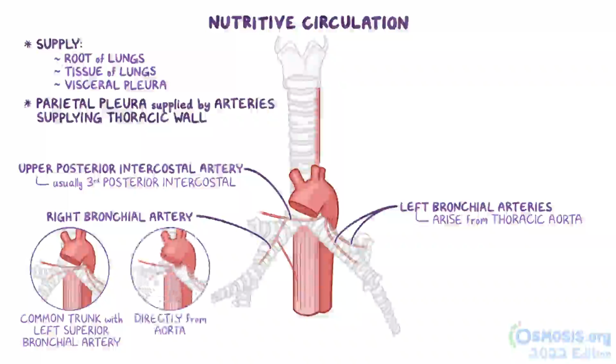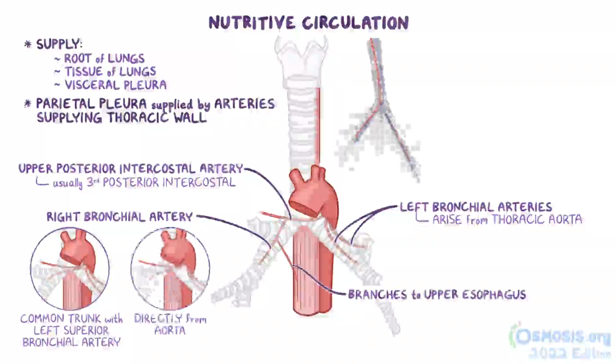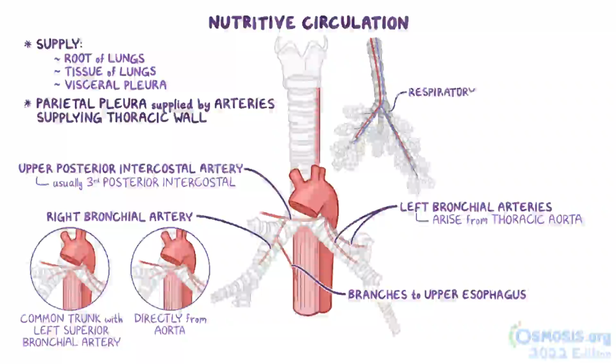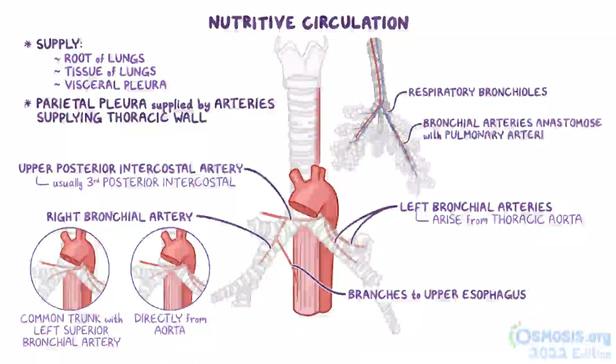The bronchial arteries also provide branches to the upper esophagus. The bronchial arteries pass on the posterior aspect of the main bronchi and supply all the branches as far as the respiratory bronchioles. The most distal branches of the bronchial arteries anastomose with branches of the pulmonary arteries in the walls of the bronchioles, and also in the visceral pleura.